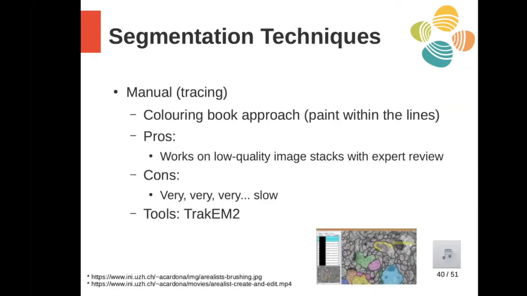What are some of the techniques to do this? The easiest is just to do it manually. It's like you see kids with a coloring book, and it's like color within the lines. That's what manual tracing can do, but it's slow. Its pros are that it works even on lower quality image stacks, things which have gaps in them. And you can have a technician do this, and as long as there's expert review, you can get good results. But it is very, very, very slow, so it's not a technique that we typically advocate. An example of a tool that supports this is called TrackEM2. It's part of Fiji ImageJ.